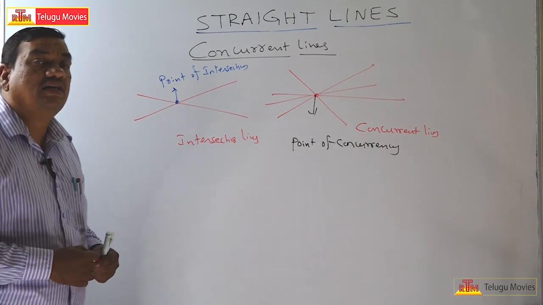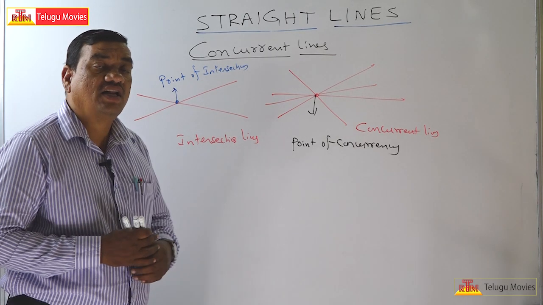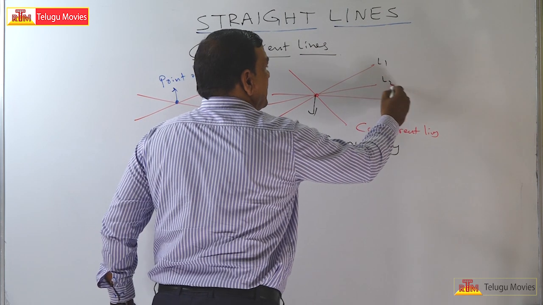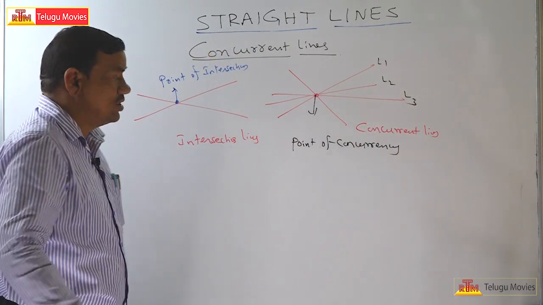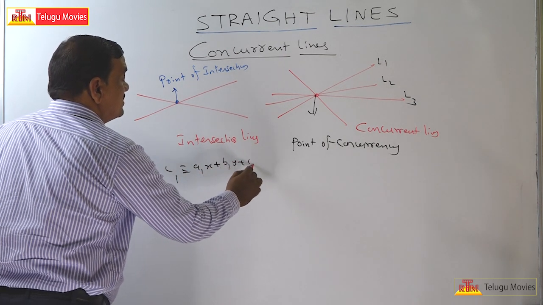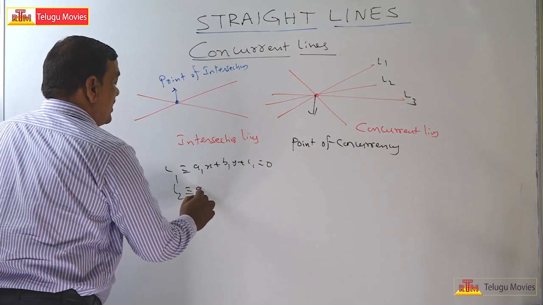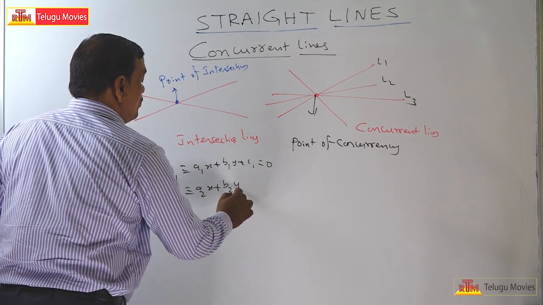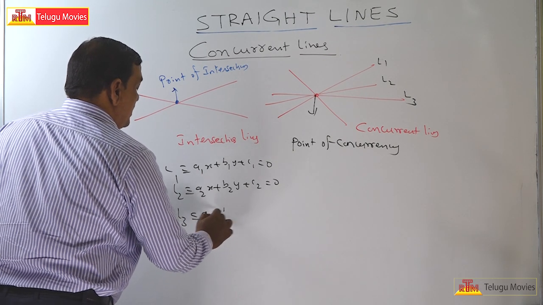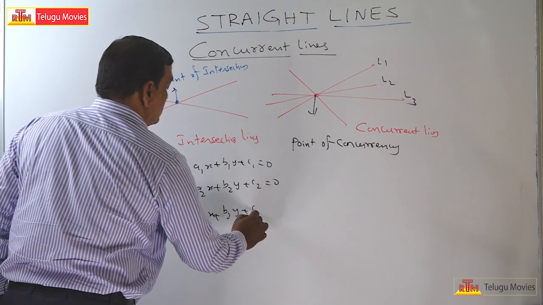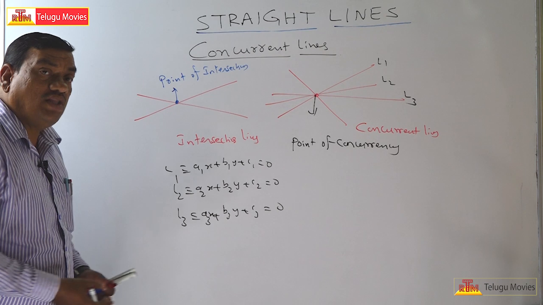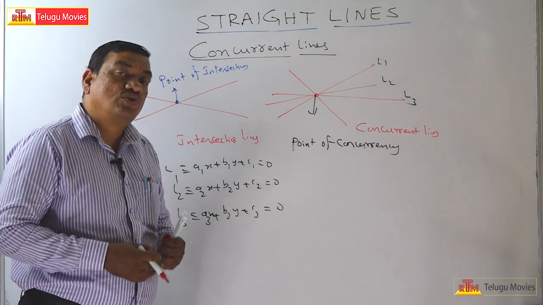How do we show that three or more lines are concurrent? Very simple. Let us take three lines L1, L2, L3. The L1 line equation is A1x plus B1y plus C1 is equal to 0. L2 line equation is A2x plus B2y plus C2 is equal to 0. L3 equation is A3x plus B3y plus C3 is equal to 0. To show that these three lines are concurrent, we have different methods.